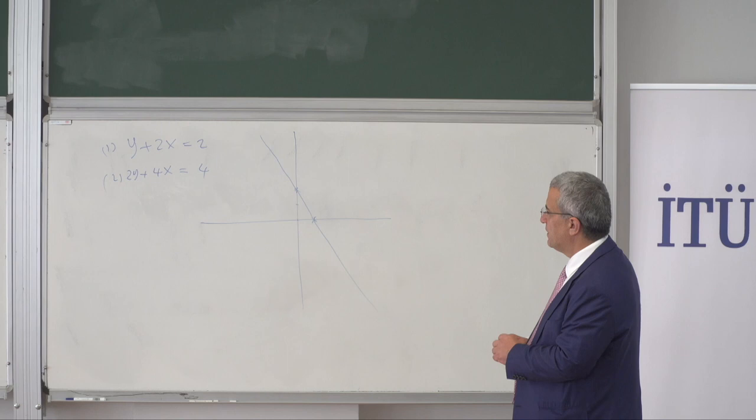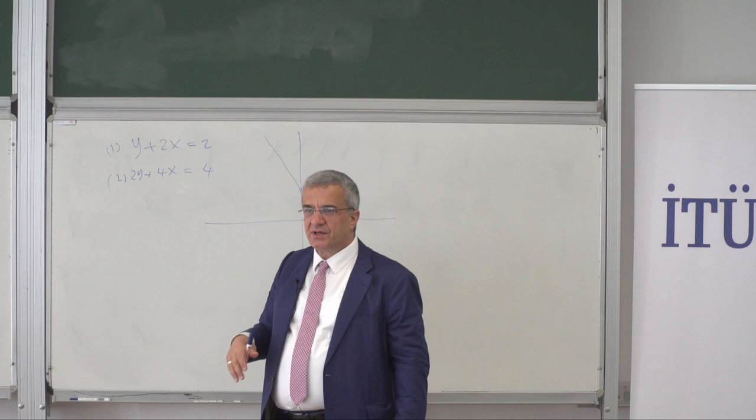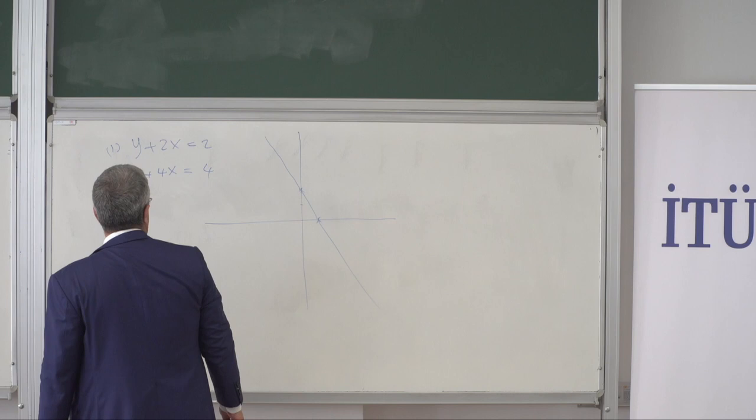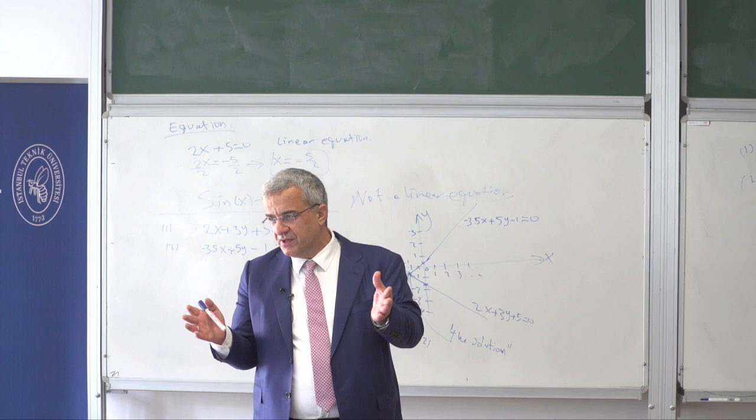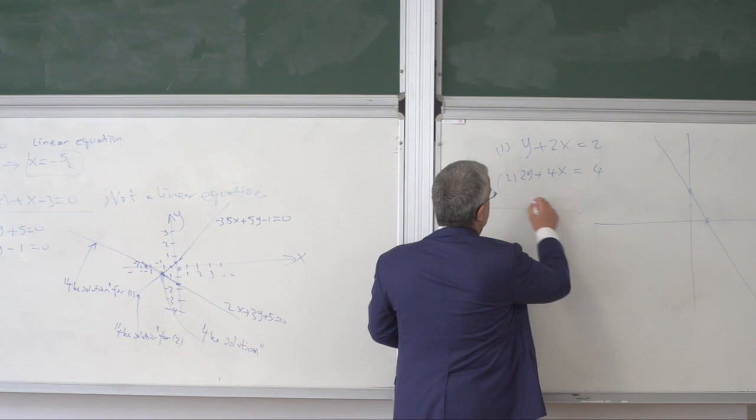Meaning you can just take one of them as a parameter, and for every y that satisfies that, it will give you the corresponding x. So as a matter of fact, here you have basically one equation and two unknowns. So you have too many degrees of freedom, right? So this is infinitely many solutions.